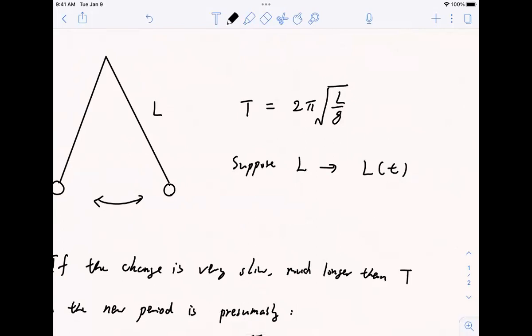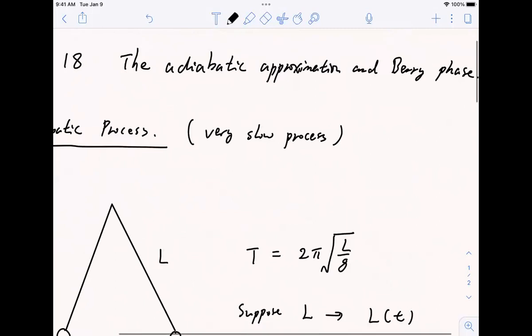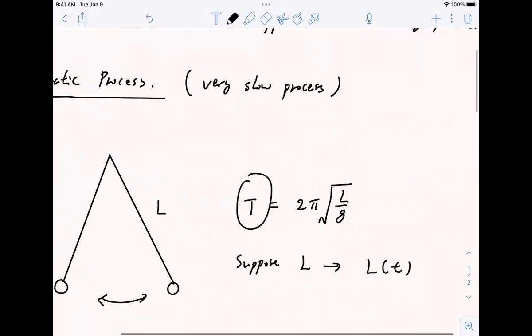But if the pendulum oscillates with a period of 1 day, then if you change the length in 1 day, it's not long enough. You probably need to make it 1 month or 1 year. Whether it's slow or not is in comparison with the dynamical time scale of the system. If you are considering oscillation on the atomic scale, then 1 second is already very long, very slow.